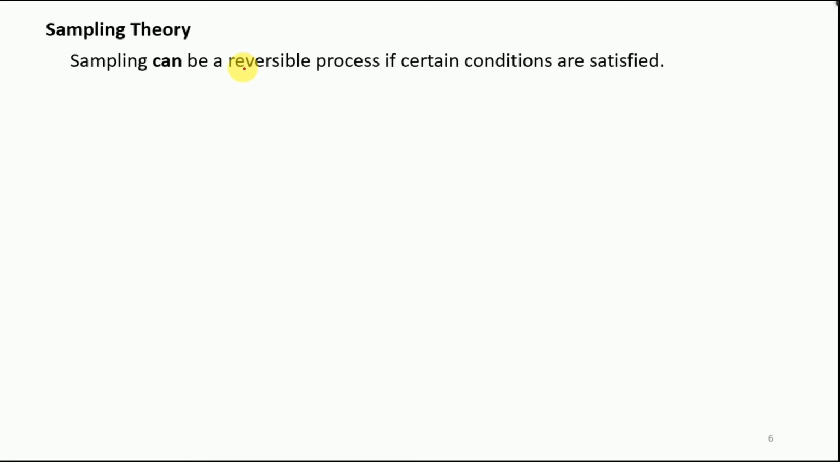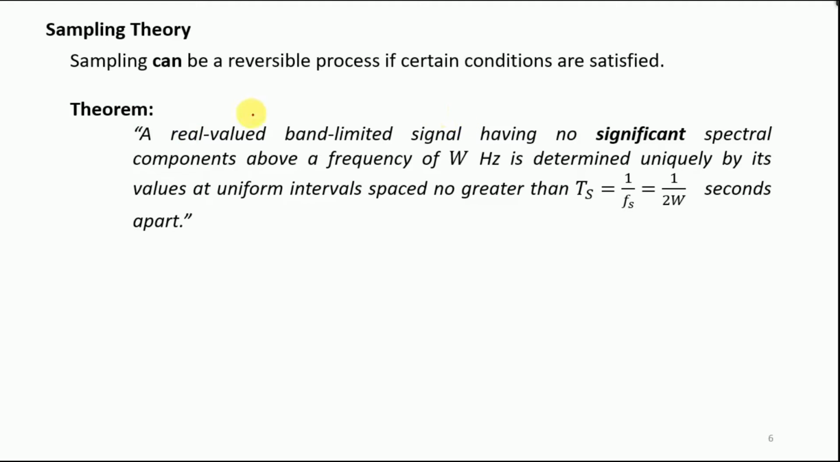In sampling theory, the most important phenomenon is that it is a reversible process, provided that some conditions are met. These conditions are outlined in this theorem. It says that a real valued band limited signal, by band limited we mean that its spectrum does not extend to infinity, but only up to some value, say W or 2W, having no significant spectral components above a frequency of W Hz, is determined uniquely by its values at uniform intervals spaced no greater than the sampling time Ts, which is equal to 1 over Fs. Fs is the sampling frequency, so Fs must be equivalent to 2W if the original message signal was W.